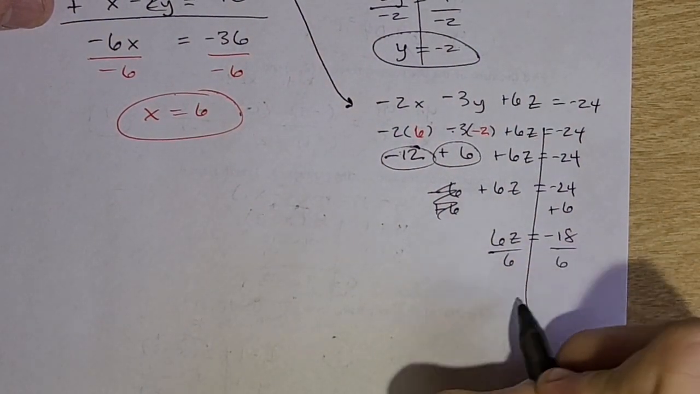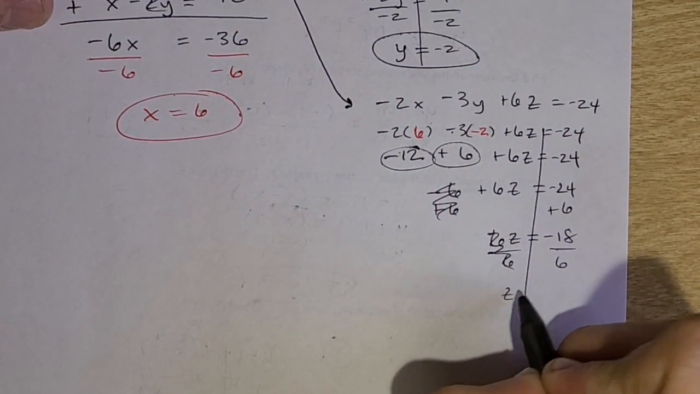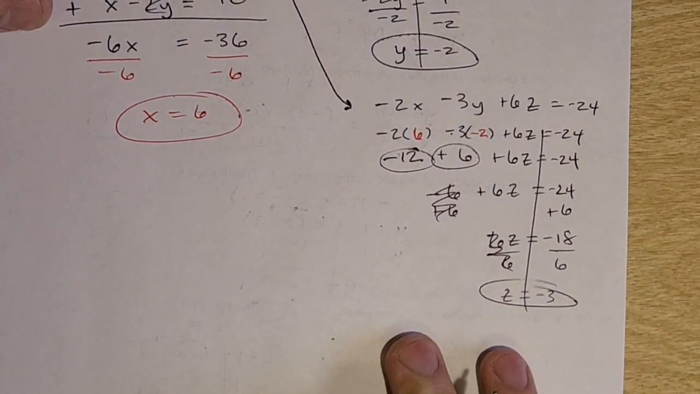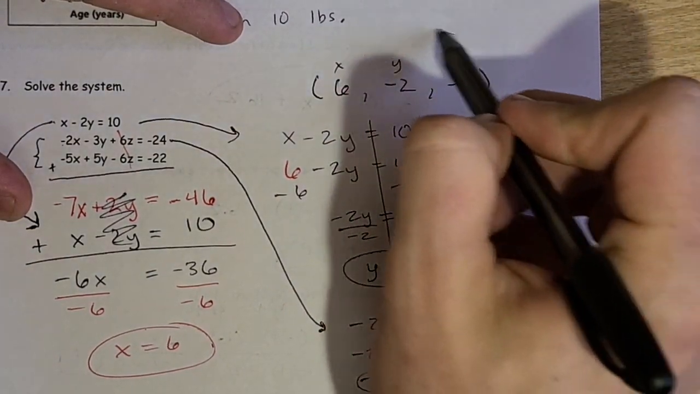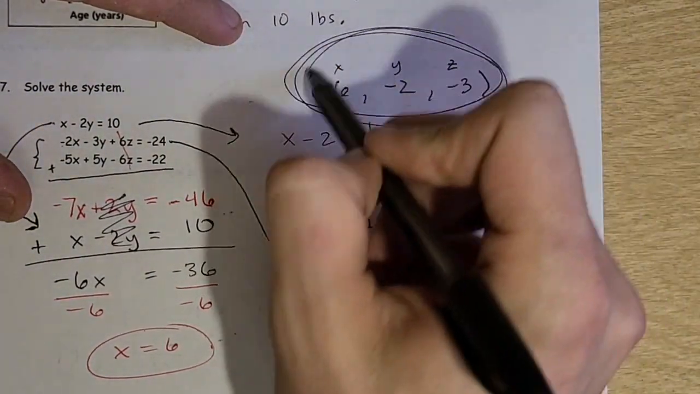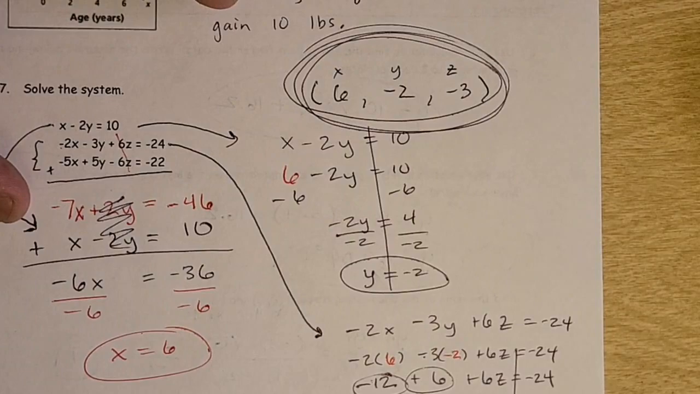Lastly, I divide by 6, and I get that z equals negative 3, which is the final part to my answer. So this right here should have been your answer. It was one of the choices on the test. That's it.